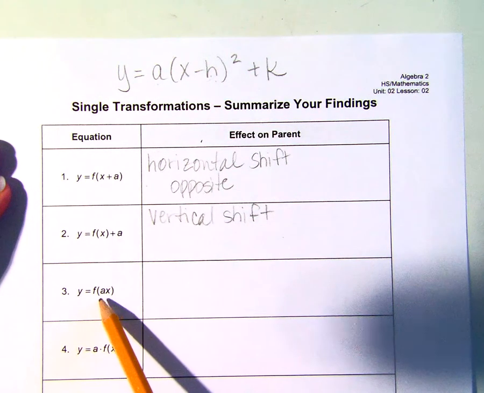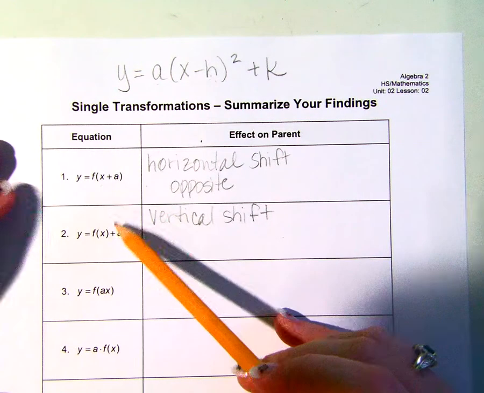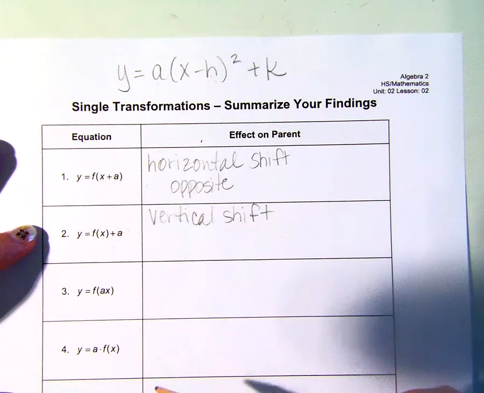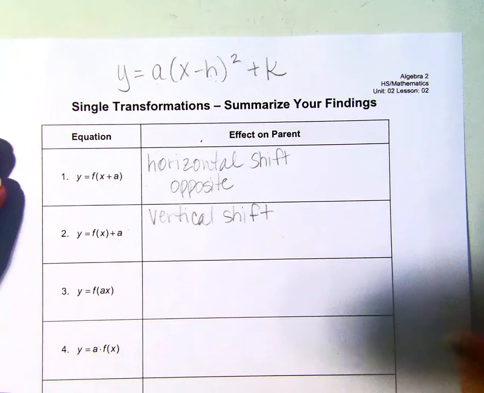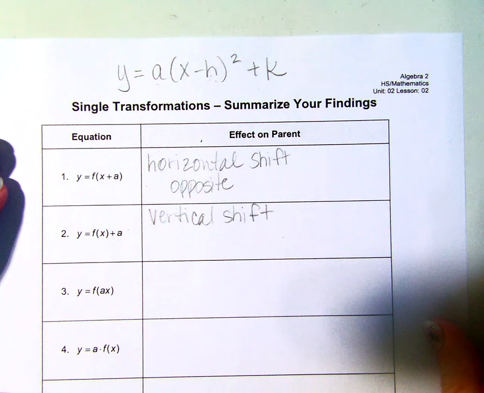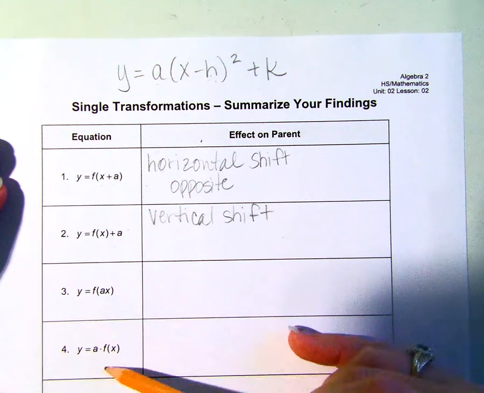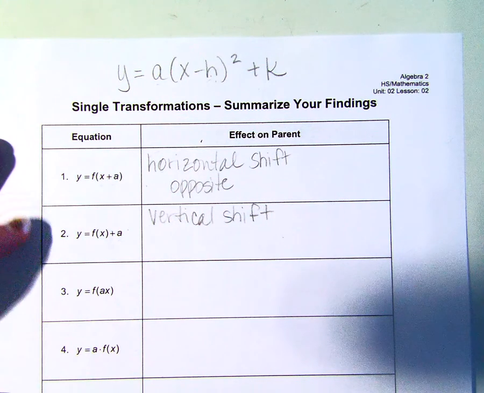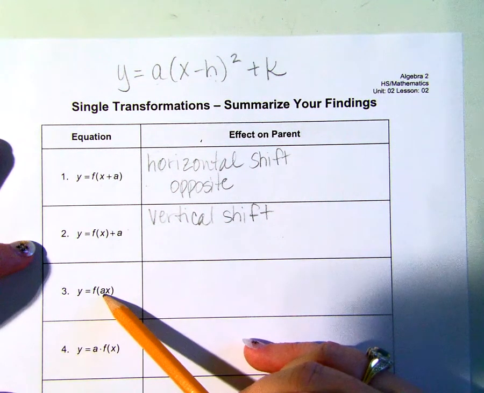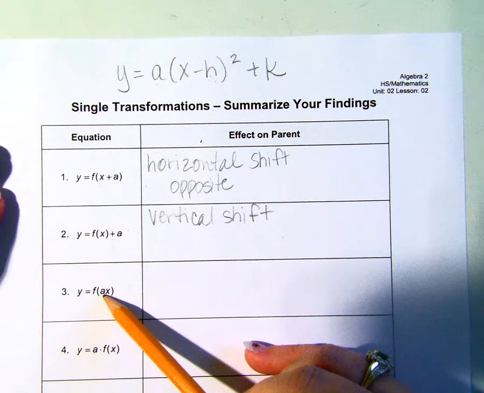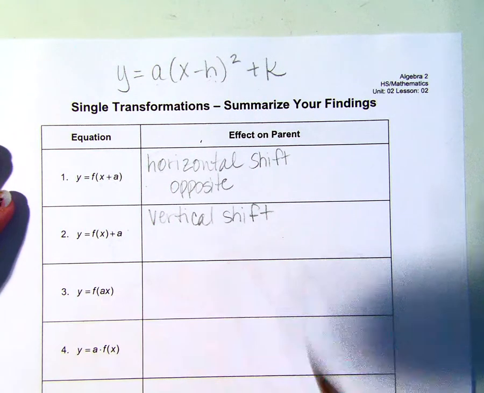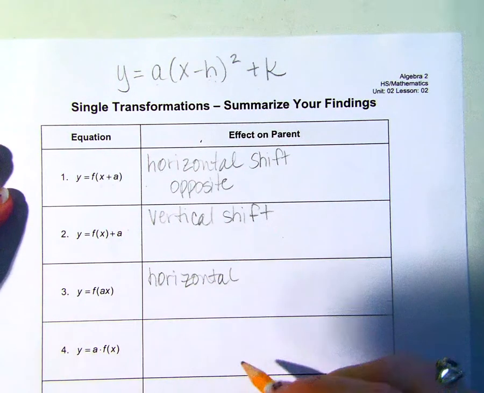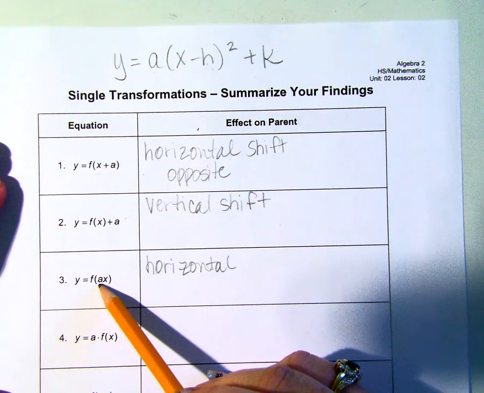Okay. So on number 3, first of all, do you see how 1 and 2 are kind of similar? Something's being added or subtracted either inside or outside of the function. Do you see that? What do you notice about 3 and 4? They're multiplying, either inside or outside, but it's a multiplication. It's a multiplicative property here. So if it's inside, what's supposed to be happening? Not quite. A horizontal, something horizontal. But it's not going to be a shift because it's inside, it's going to be horizontal.